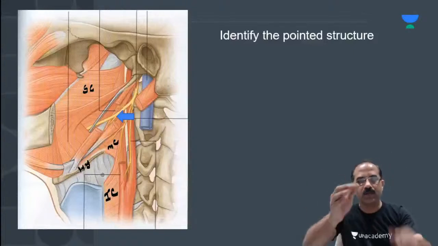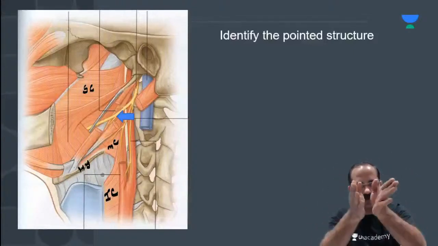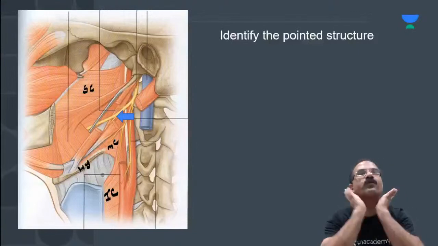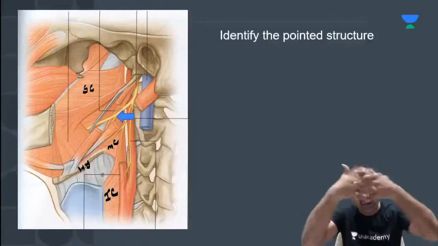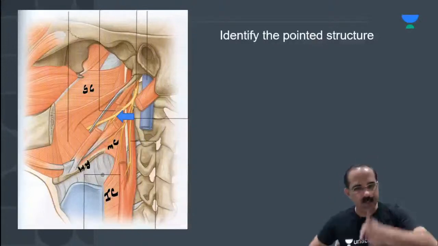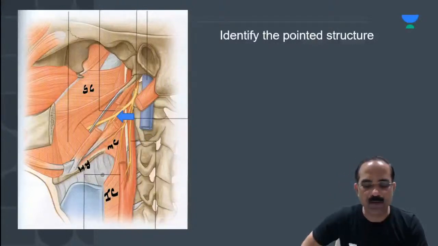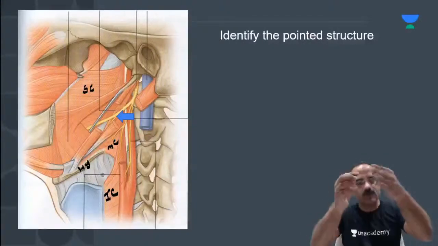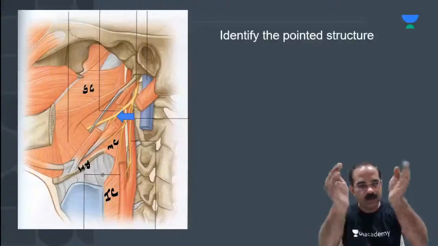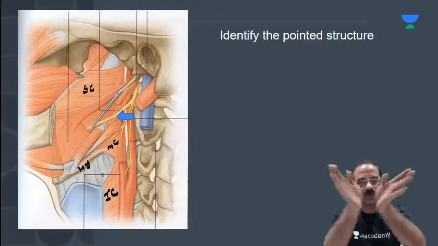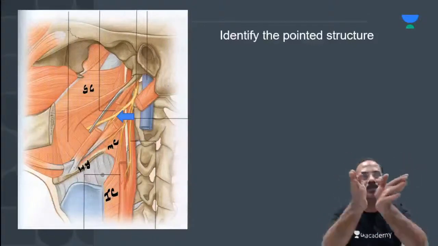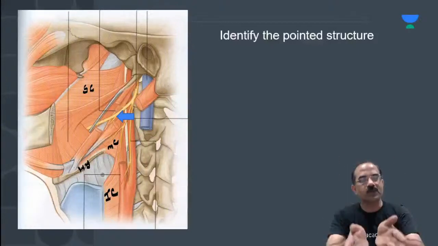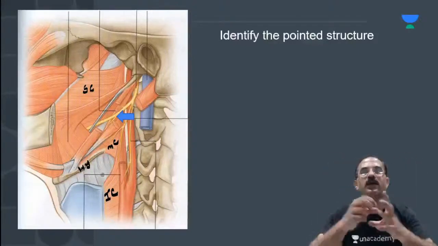And remember, if this is one superior constrictor, one starts from this side, one starts from this side, right? Both go backward, they go back and they interdigitate along the line which is known as the median raphe. So students, if this is my superior constrictor, of both the sides, the middle constrictor is going to overlap the superior constrictor, and the middle constrictor will be overlapped by the inferior constrictor.